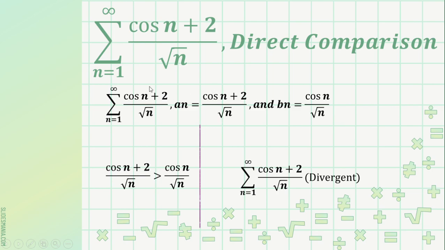The an is still the same form as before, cos n plus 2 over root n, and the bn is cos n over root n. So we do not include the plus 2. So we know that cos n plus 2 over root n is bigger than cos n over root n because of the plus 2. So if an is bigger than bn, it means that the series is divergent.